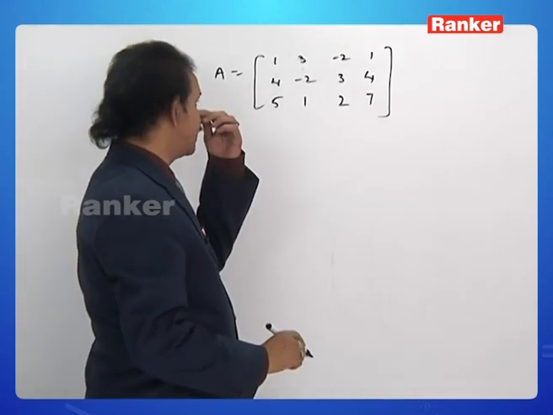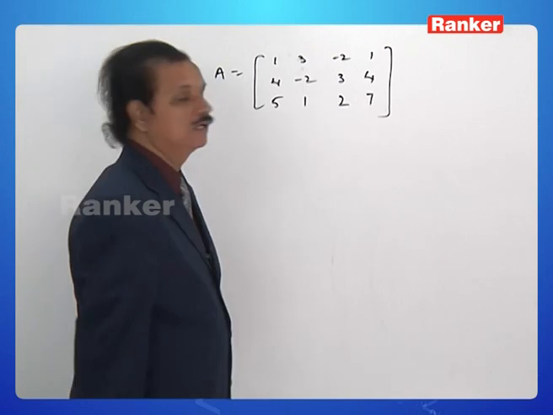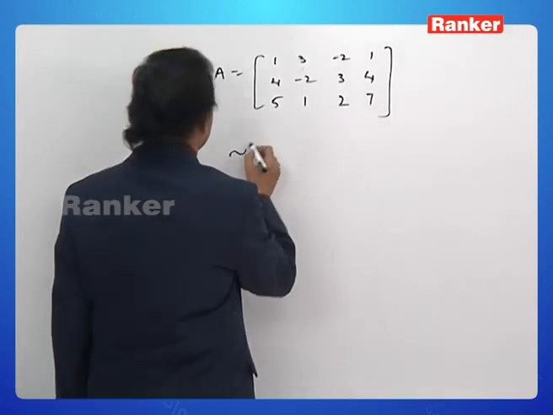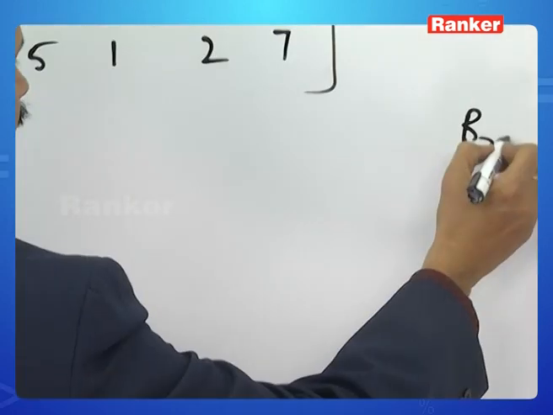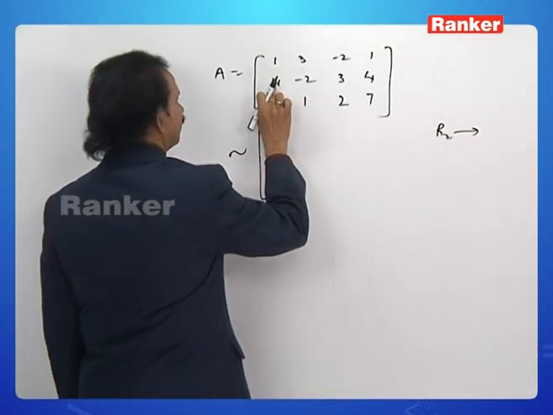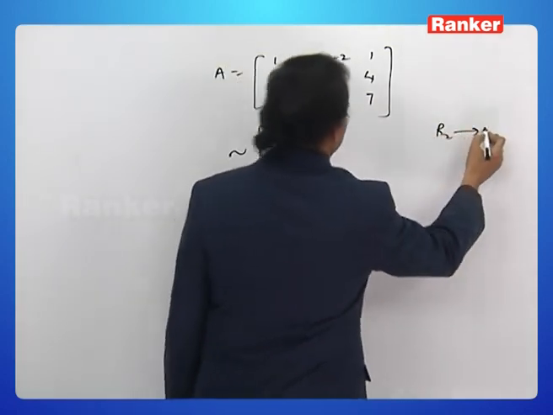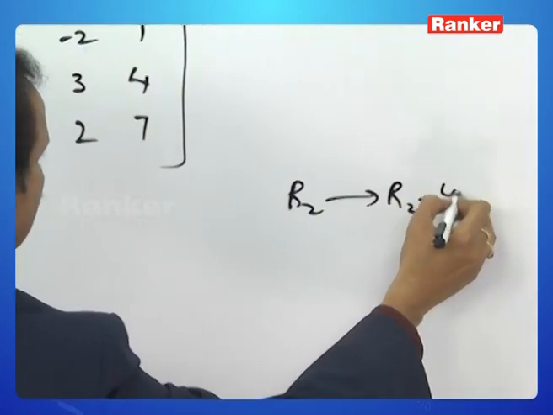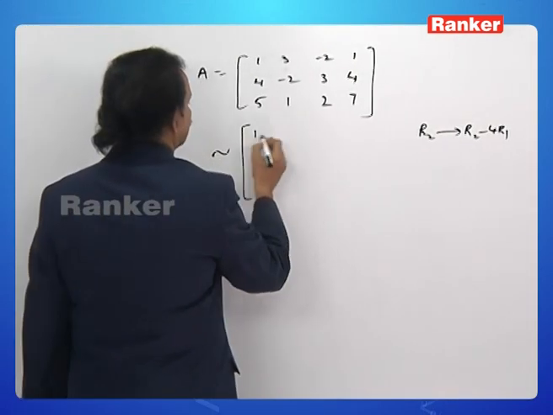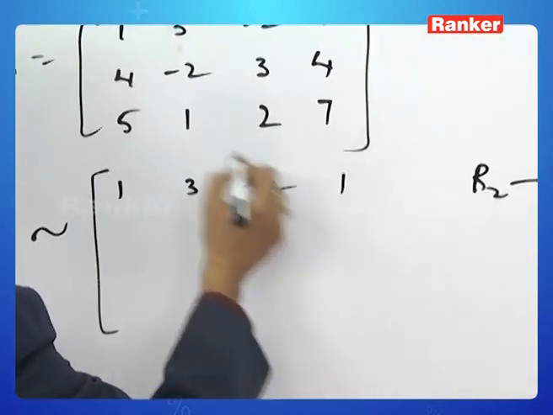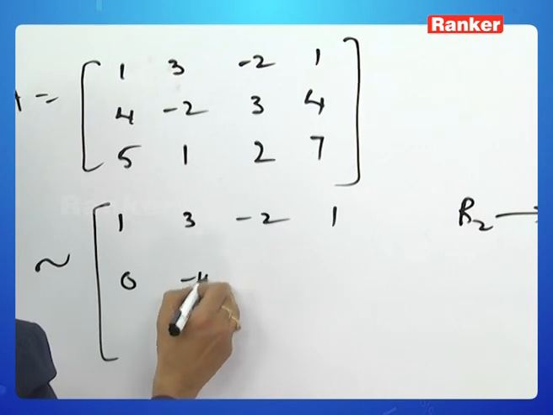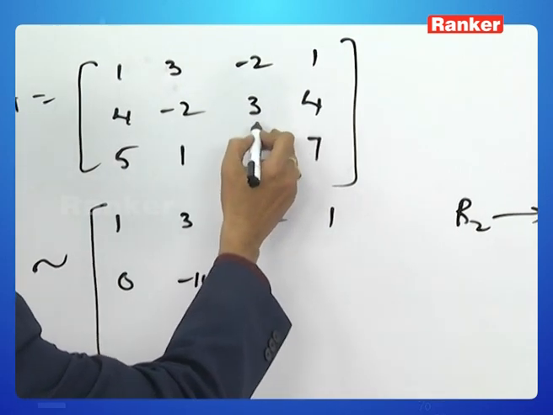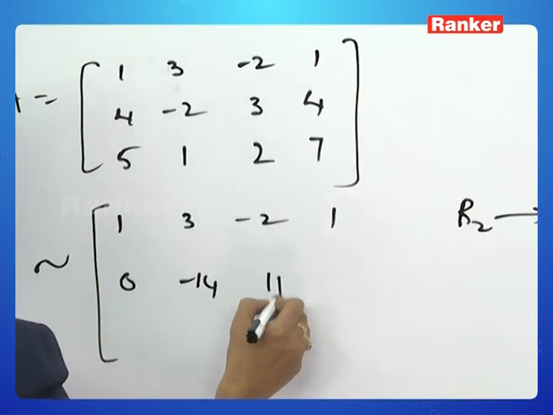Find the rank of this matrix. How to get it? First step, R2. This I want to make 0. 4 minus 4 only becomes 0. So R2 minus 4R1. 1, 3, minus 2, 1. 4 minus 4, 0. Minus 2 minus 12, minus 14. Isn't it? 3 minus of minus 8, 11.